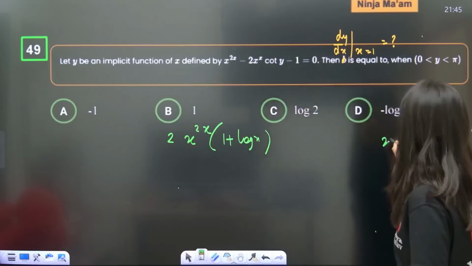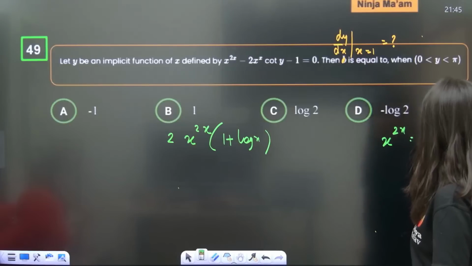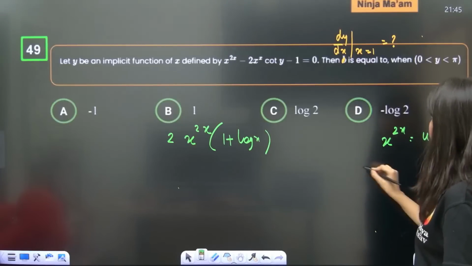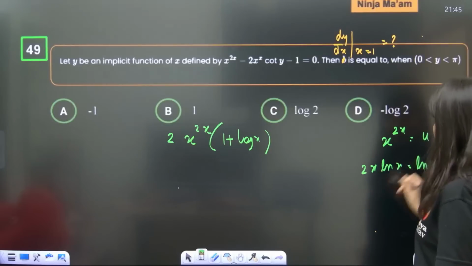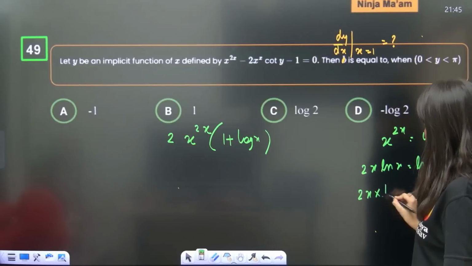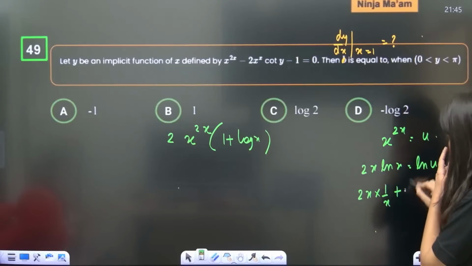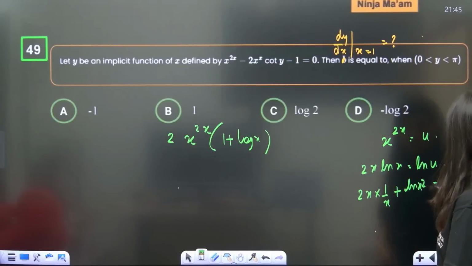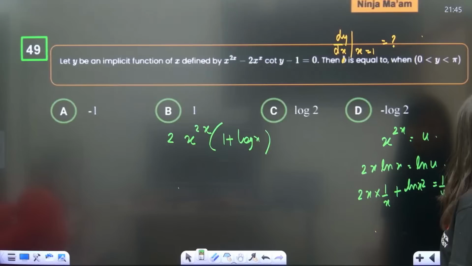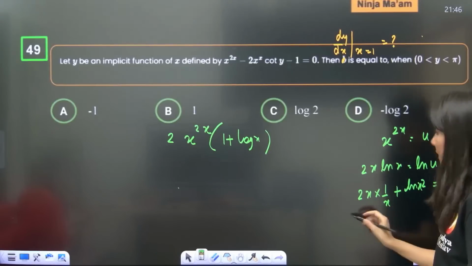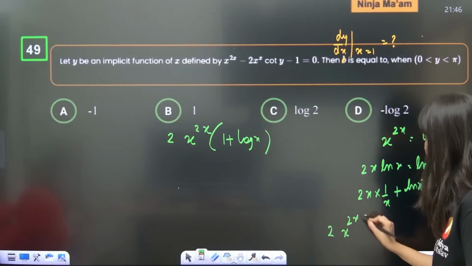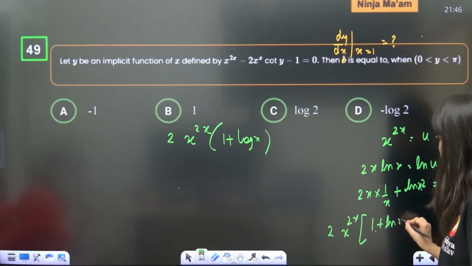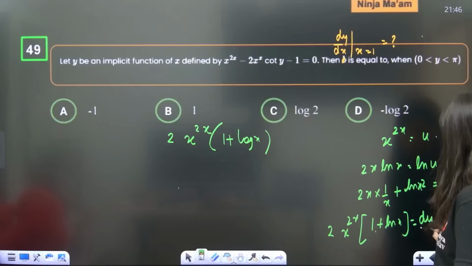See, let x power 2x be equal to u. Take logarithm: 2x log x is equal to log u. Now differentiate: 2x into 1 by x plus log x into 2 is equal to 1 by u du by dx. So the differentiation will be u, that is x power 2x, 2 is coming out, 1 plus log of x. This is du by dx.